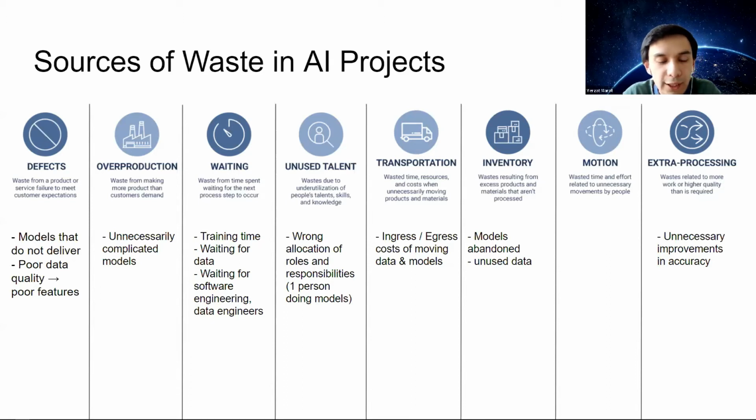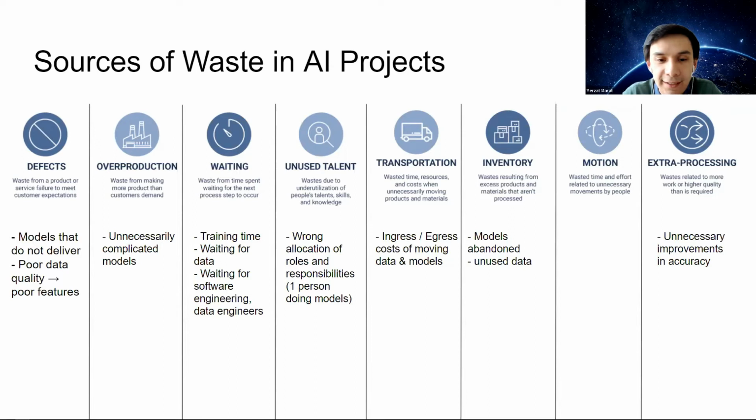Unused talent, so wrong allocation of roles and responsibilities, is also another evil that you should probably try to avoid. You don't want to have a rock star ML researcher just doing the models himself and everybody else just picking up the scraps and pieces. Try to maximize the use and try to bring people to the next level. So maybe you have a junior DS person who's doing data cleaning. He could try a simple model as well. Why not, right? And then learn from that. But essentially just try to maximize everybody's talents.